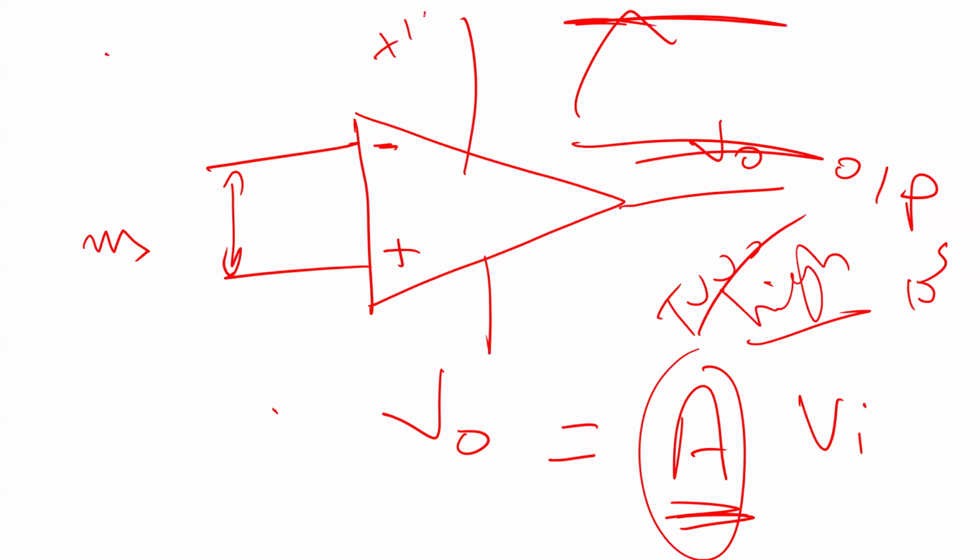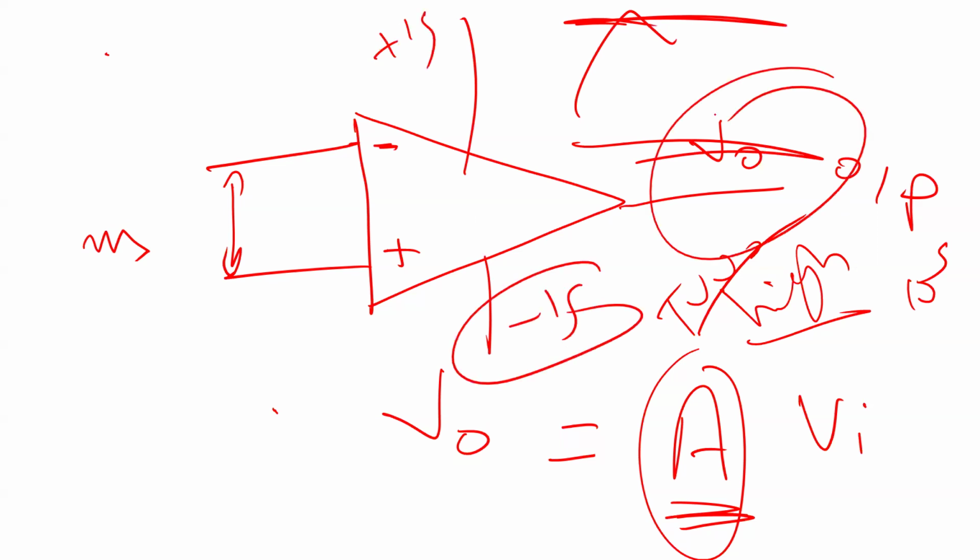We have a bias here, positive 15 and negative 15. You cannot get output more than positive 15 and negative 15. That means this V input has to be very, very small. That's why, as you will see in this course, if I want to use the op amp for amplification, I'm not going to use it this way. I will try to use it differently to make it more practical, because the original gain here is too high. So I'm going to assume it's infinity, as you will see shortly.